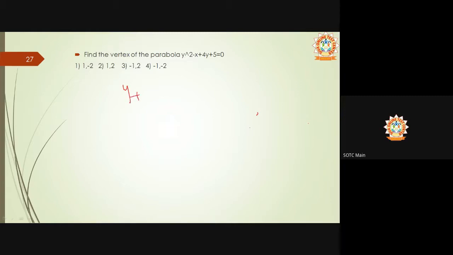y plus 2 whole square is equal to x minus 1. Right? Simply, next to y is k, y minus k whole square, k is equal to -2. x minus h, h is equal to 1. So 1 comma -2, option 1 is the correct. Simple. Always x gives h, y gives k, just remember that. Right? Clear? Yes, sir.